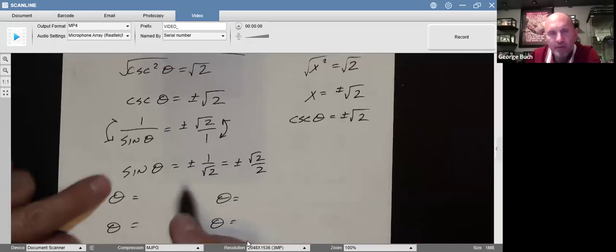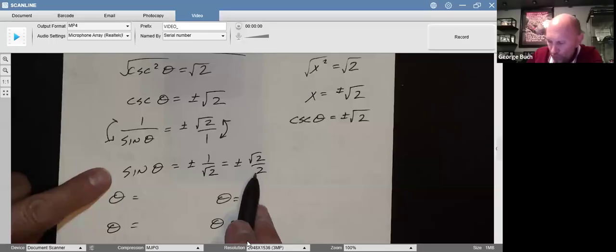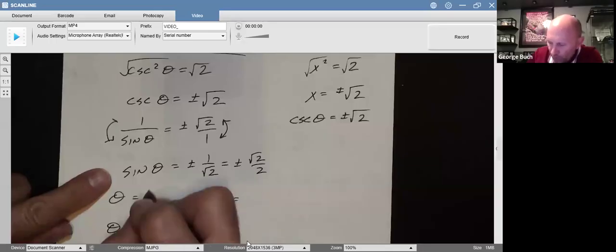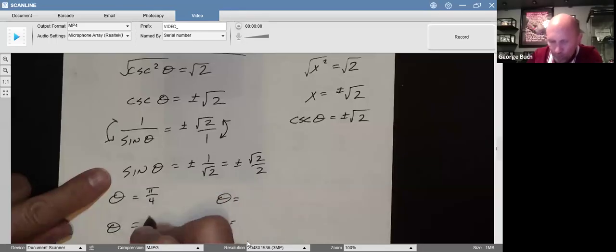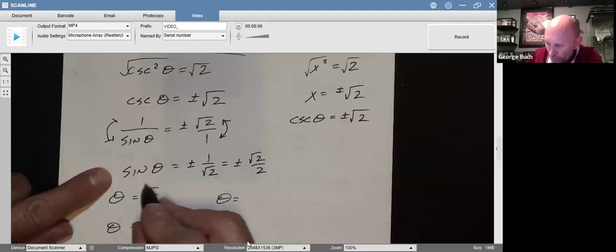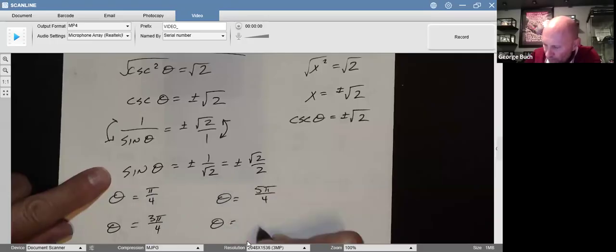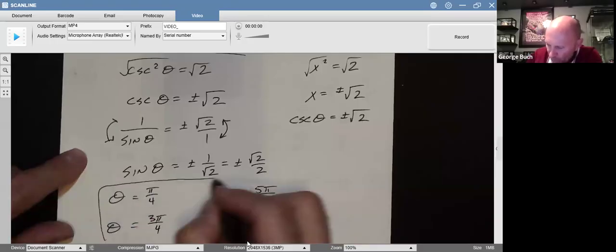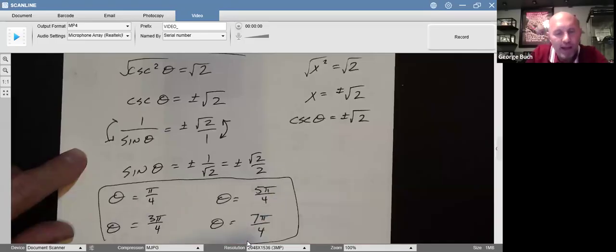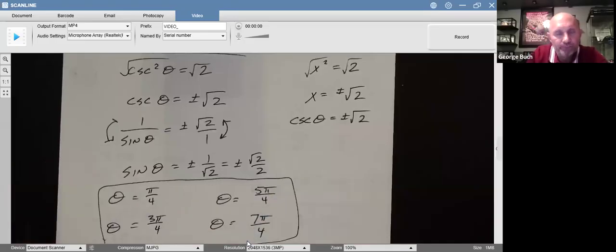First, where is sine positive root 2 over 2? Well, that's pi over 4 and 3 pi over 4. And where is sine equal to negative root 2 over 2? That's 5 pi over 4 and 7 pi over 4. So those would be your 4 answers for that trig equation.